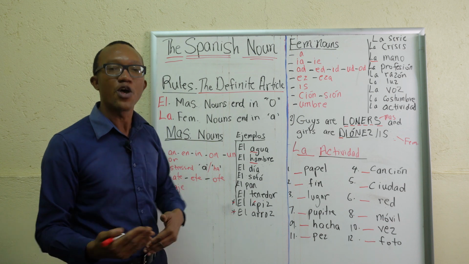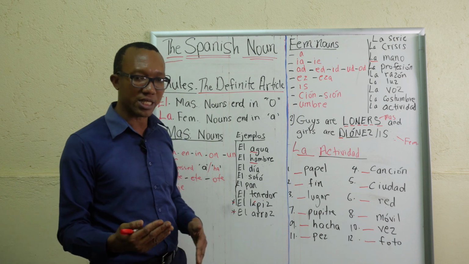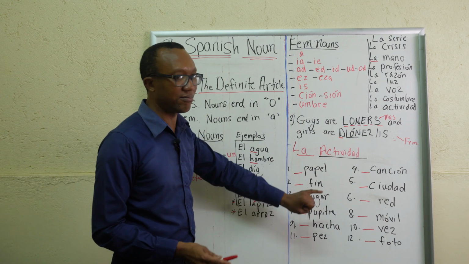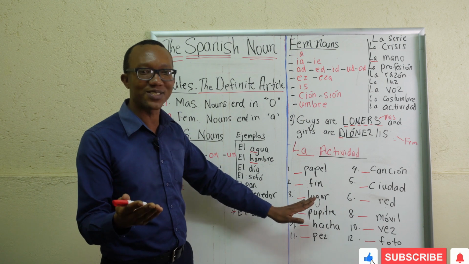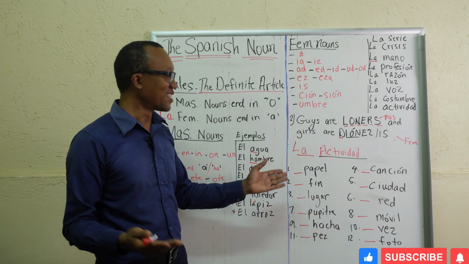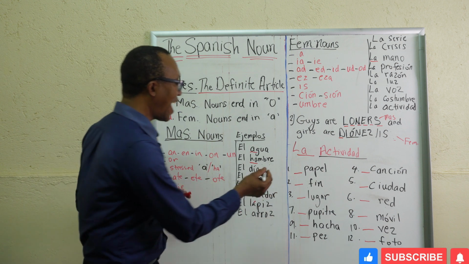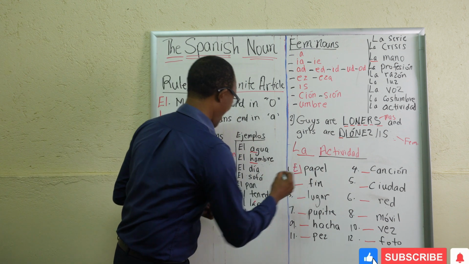As you learn a word, learn a noun, learn the article with it. So let's get some practice. So el papel. Wow, you got the answer. I didn't intend to give the answer, but that's how it is. So papel, we're going to say not la, but el papel, right?